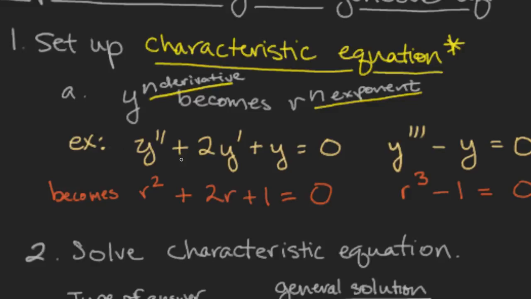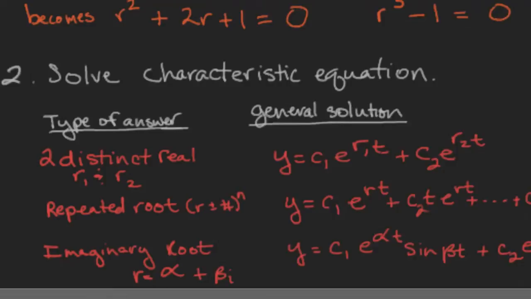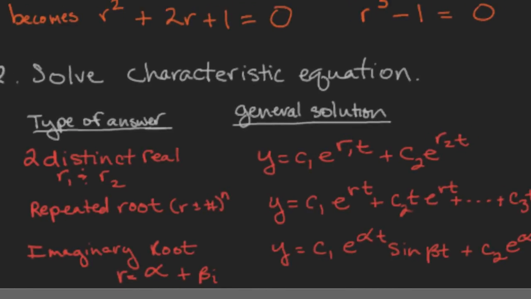So let's look at an example. Here we have a y double prime that becomes an r squared, single prime becomes an r, and no prime becomes just the constant in front of the y. Triple prime becomes an r cubed, no derivative power, so we just put the -1 down. All right? So then you solve it algebraically, just like you would do any other equation, and you'll have 3 possible roots. Depending on what the roots are, you will have different general solutions to your differential equations.